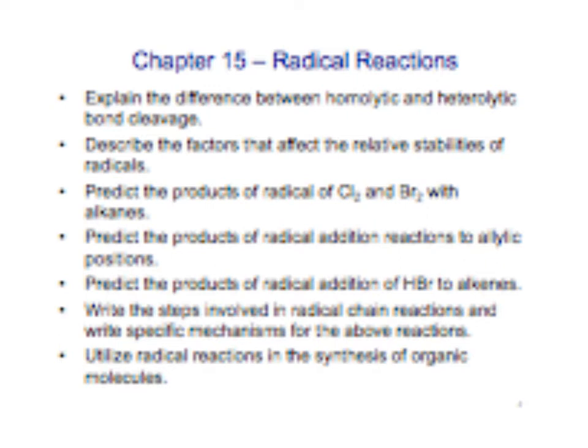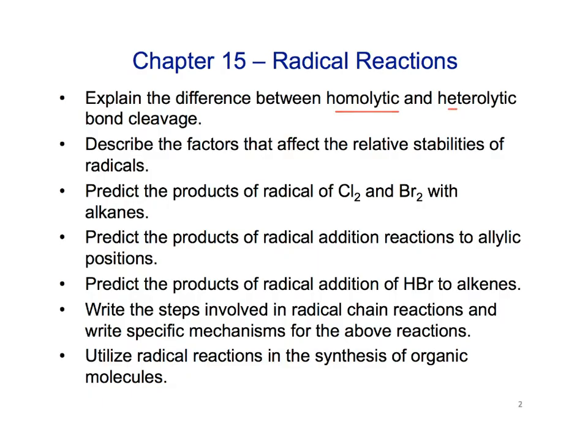All right, so here's the learning objectives for this chapter. So we just already learned, look at, we're way ahead of ourselves. We already learned about homolytic and heterolytic bond cleavages. All right, we're going to look at relative stabilities of radicals, and we're going to focus first on the addition of halogens, particularly chlorine and bromine, to alkanes. Okay, we're going to learn how to predict the products of those reactions, and we're going to learn how to draw out their reaction mechanisms. Okay?